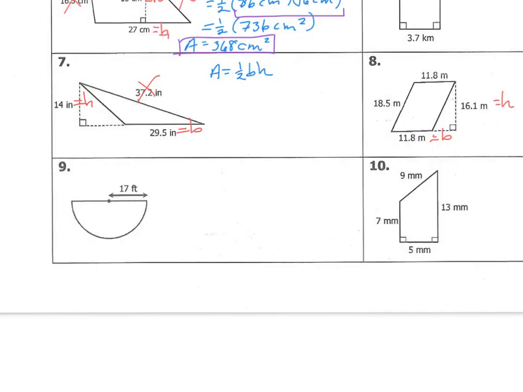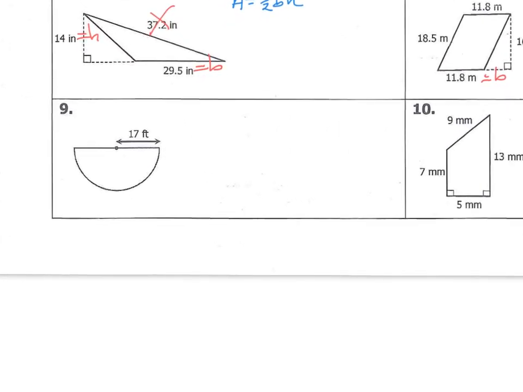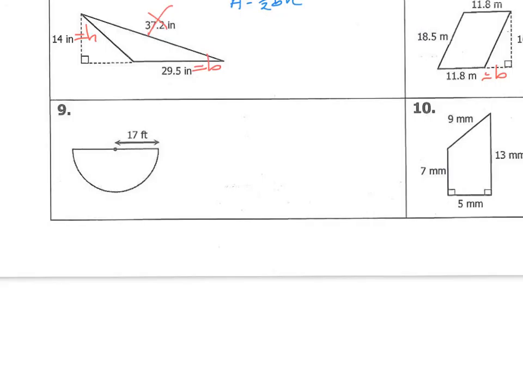Agreed? Okay. Then I want you to talk in your table group about number 9. What are you going to do about 9? So discuss amongst yourselves. You're going to have to create your own formula.